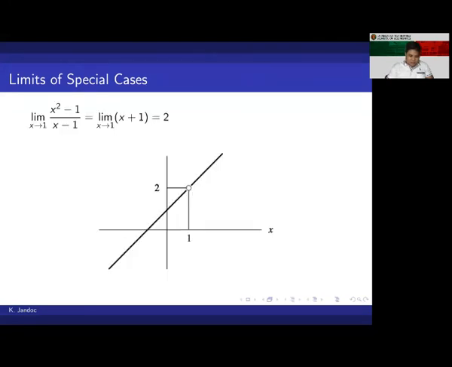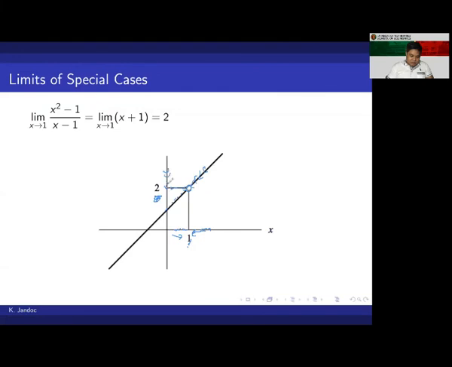So graphically, this is what it looks like. If we exclude x equals 1, there's a hole here. Whenever you approach 1 from the left or from the right, you will approach f of x equals 2. As you go closer and closer to 1 from the left, the value of f of x goes closer and closer to 2. If you approach 1 from the right, the value of f of x goes closer and closer to 2.